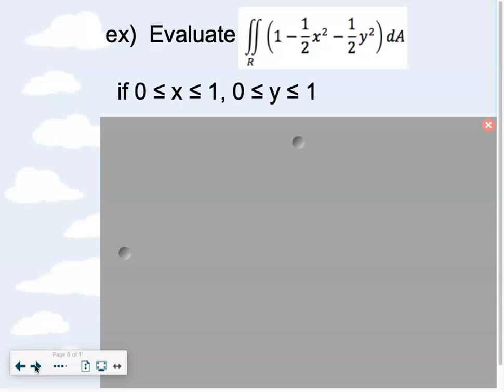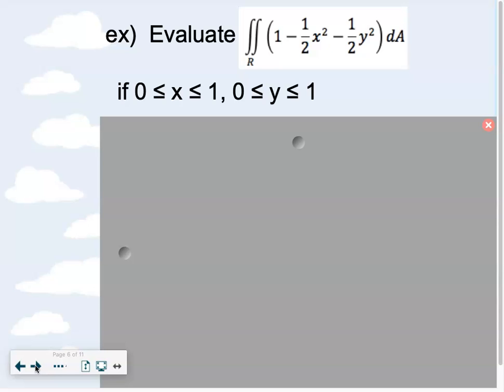So we're going to evaluate this. Let's think about this. Our region R, X goes from 0 to 1, Y goes from 0 to 1. What shape is region R going to be? It's a square, right? It's a little square: (0,0), (1,0), (1,1), (0,1). And then the height is all determined by this Z function right here.